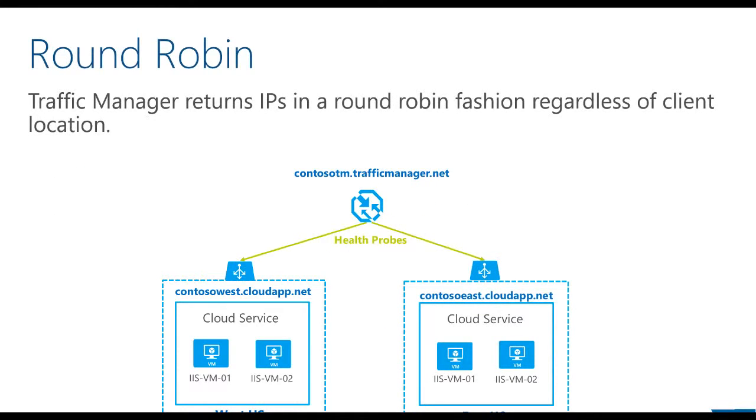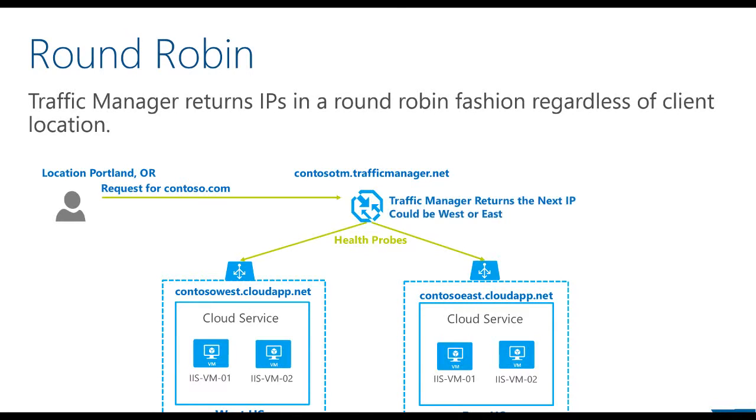The round-robin load balancing algorithm just returns the IP address from the next data center regardless of the client's location. For example, for a client coming from Portland, Oregon, Traffic Manager returns the next IP, which could be east or west. Traffic Manager sends the IP to the client, and the client makes a request with the resolved IP.